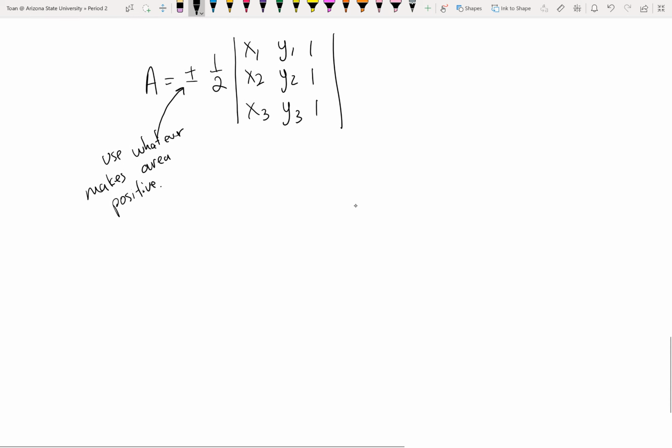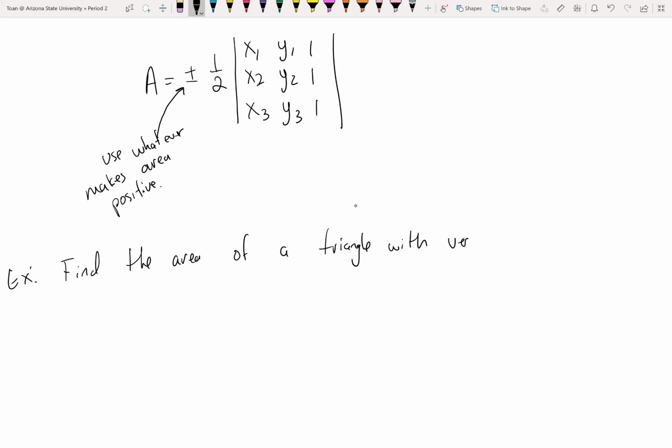Let's do a quick example. Find the area of a triangle with vertices A located at (5, 11), B located at (9, 2), C located at (1, 3).